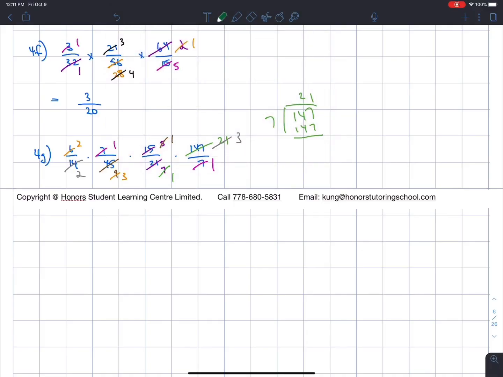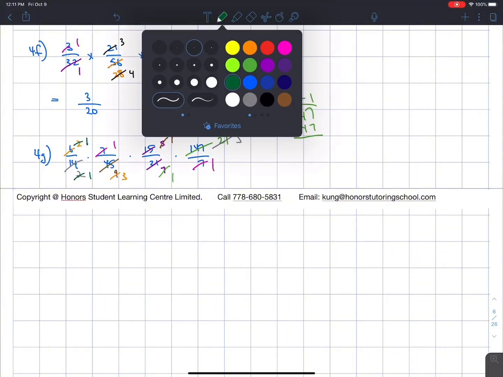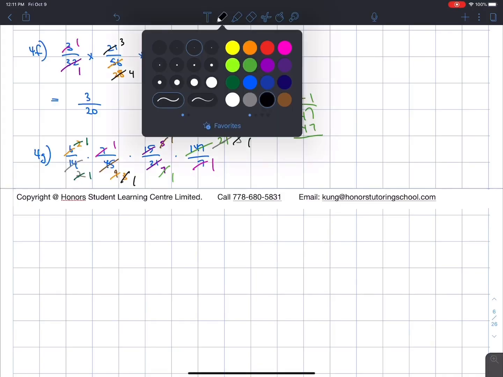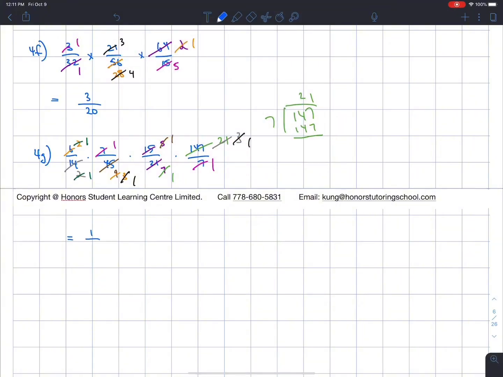And now I see like factors, the 2's. Oh, and the 3's as well. So my final answer is just 1. Everything gets crossed out. They all become just 1. So final answer just 1 over 1 or just 1. Okay, that's for G, and then for H.